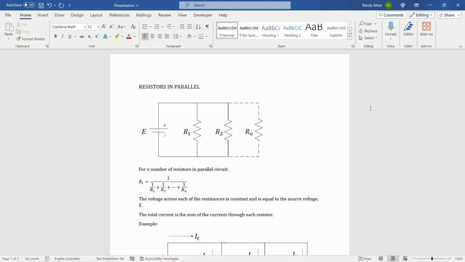In this video, we're going to talk about resistors in parallel, Kirchhoff's current law, and the current divider theorem.